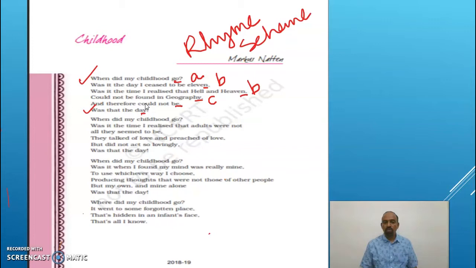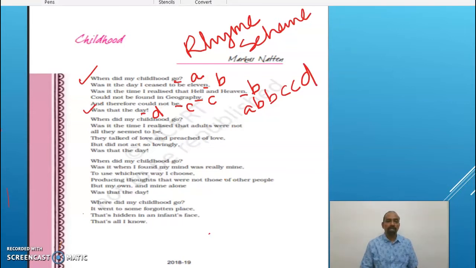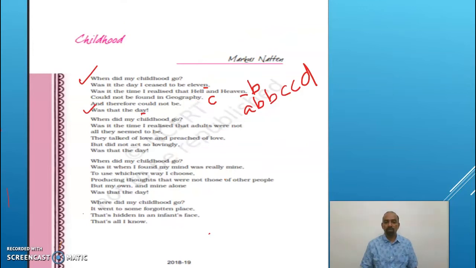And B. By sound, both are E. Geography and B. So again C. And day, that is another sound, so we can write here D. So the rhyme scheme of the poem is A, B, B, C, C, D. This is the rhyme scheme of the poem. In the same way, you can find the rhyme scheme of the second stanza or the third and fourth stanzas.